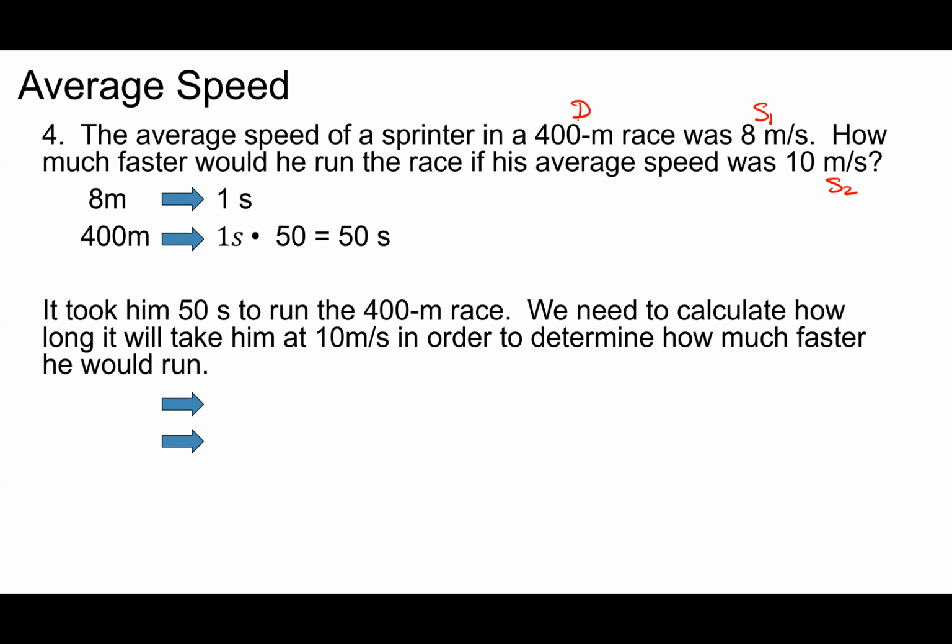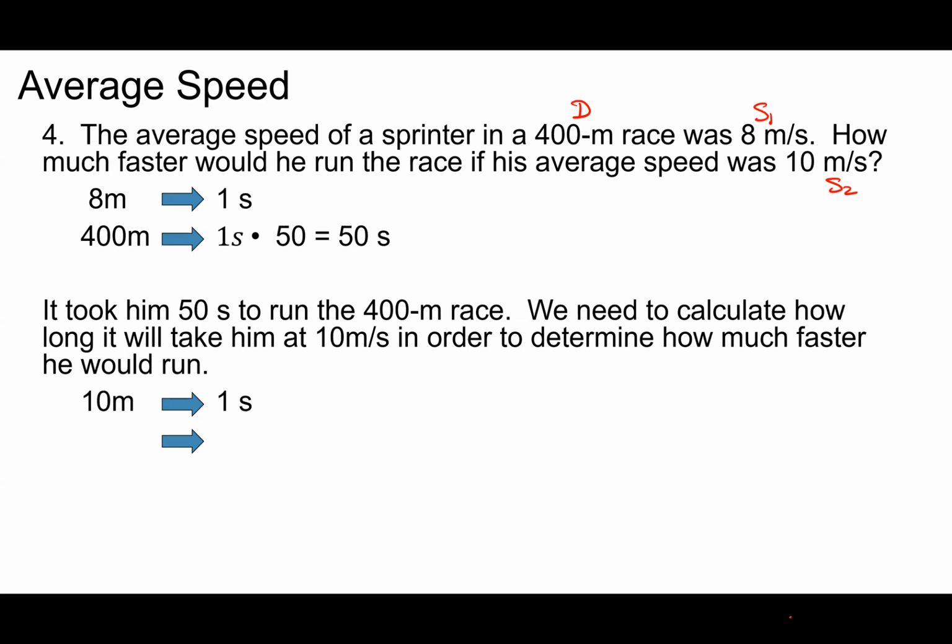Did I skip something here? Oh, no, it just filled it in. It took him 50 seconds to run the 400-meter race. We need to calculate how long it will take him at 10 meters per second in order to determine how much faster he would run. So here's how we'll set this up the second time. 10 meters in 1 second. We want to know how long it takes him to run 400 meters.